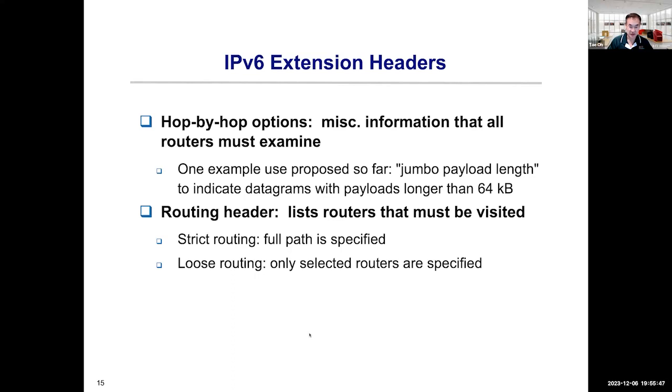That's more of a strict routing, and the loose routing is where only selected routers are specified. As you go to the selected router, it does have some flexibility: go a little to the left, a little to the right, until you get to the next specified header. It's more of a loose routing. Strict routing tends to have a higher QoS built in.